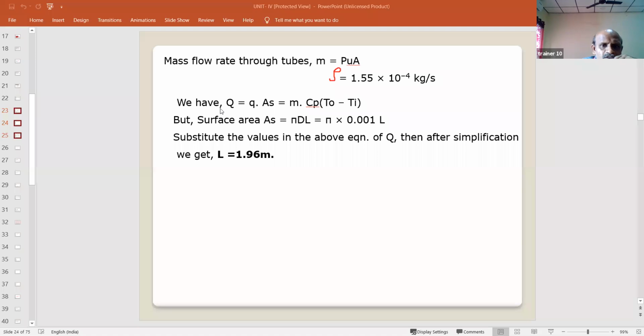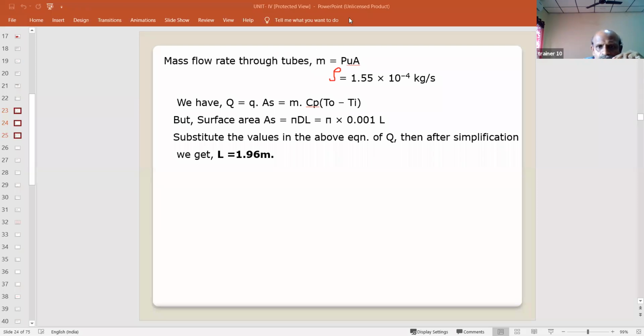But we know that the energy which is taking place, Q equal to m Cp delta T. But here heat flux is given. So we know that the relation between heat transfer and heat flux is heat transfer equal to heat flux into surface area. So heat flux into surface area equal to this one.